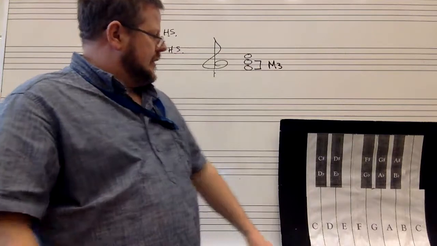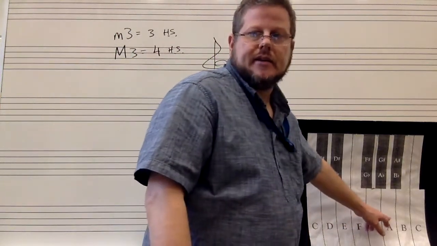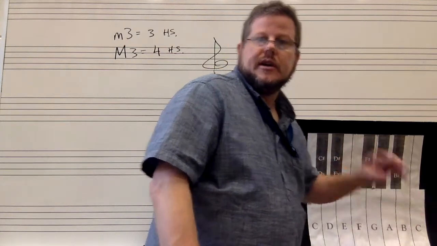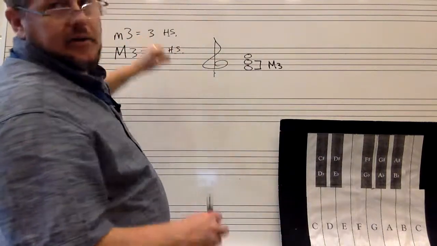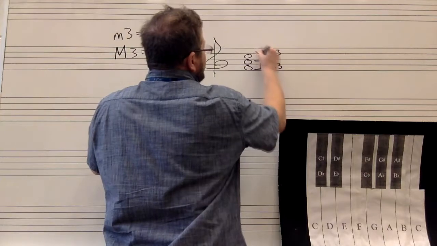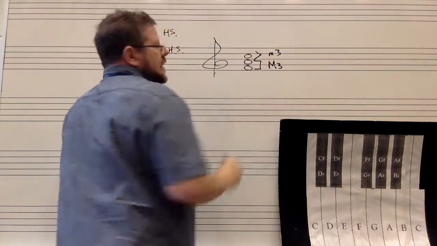And then A to C, we look back down here, A, 0, 1, 2, 3. A to C is a 3 half step interval, so it's a minor third. So up here on top we have a minor third between the third and the 5th.